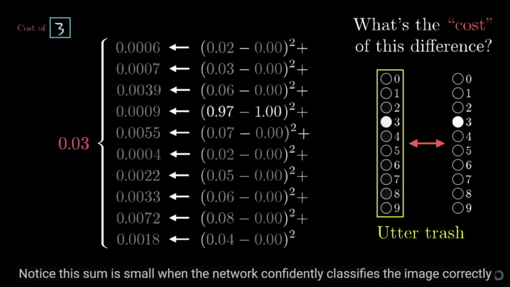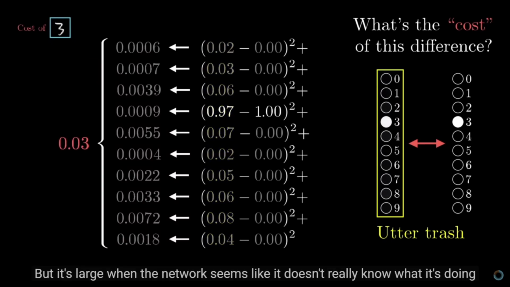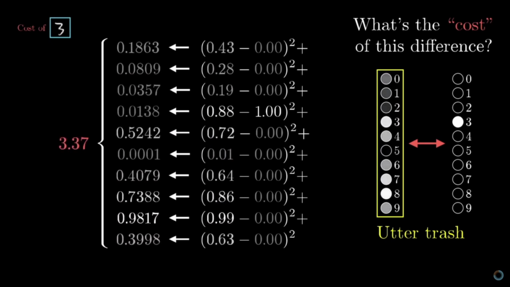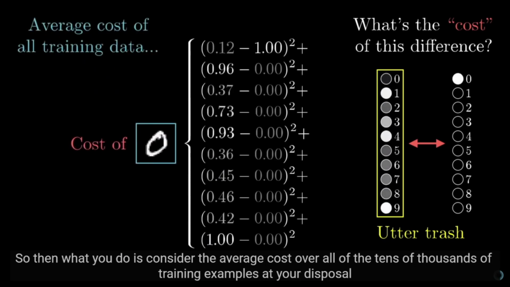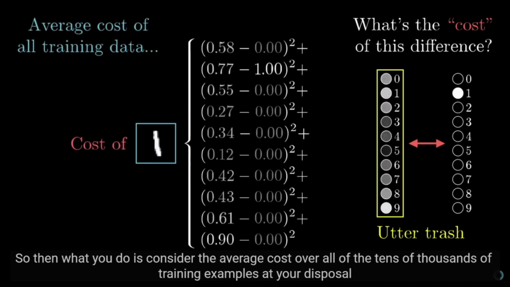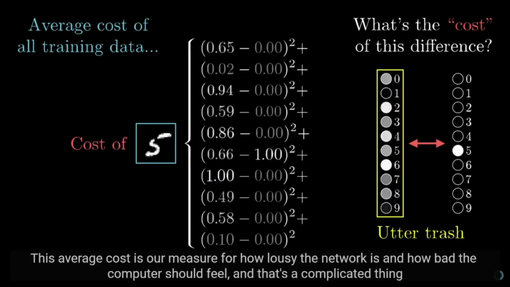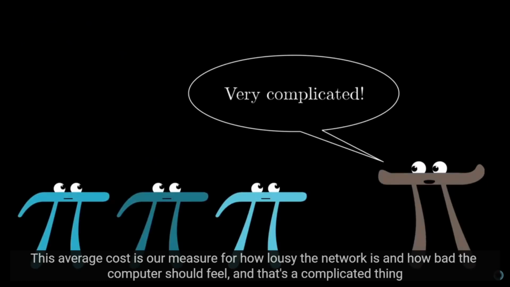Notice, this sum is small when the network confidently classifies the image correctly, but it's large when the network seems like it doesn't really know what it's doing. So then what you do is consider the average cost over all of the tens of thousands of training examples at your disposal. This average cost is our measure for how lousy the network is, and how bad the computer should feel. And that's a complicated thing.